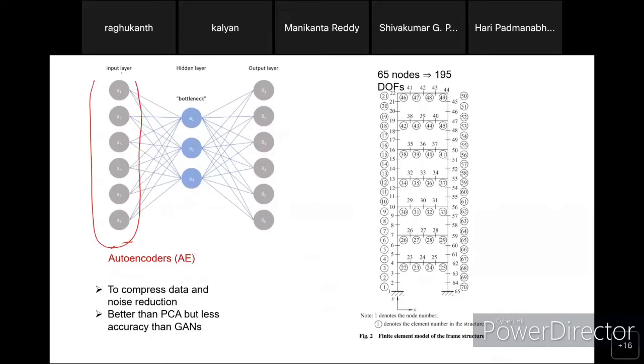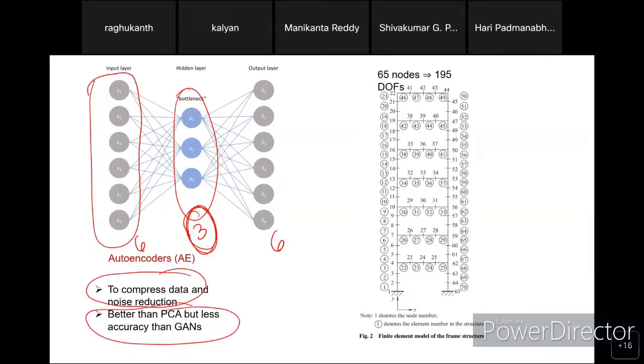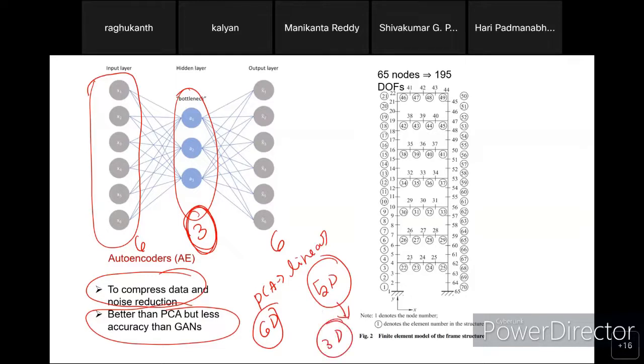You can see this is our data, a six dimensional data. Now you have to reduce it to three dimensions. Input and output are the same, but the bottleneck will have three unknowns. This is the concept of an autoencoder, same as NLPCA. It compresses the data and reduces it better than PCA, because PCA is linear. On the same six dimensional data, if you do PCA, you may be able to reduce it to five dimensions only. But if you do nonlinear PCA or autoencoders, you may be able to reduce still further, up to three dimensions only. That is the philosophy here.